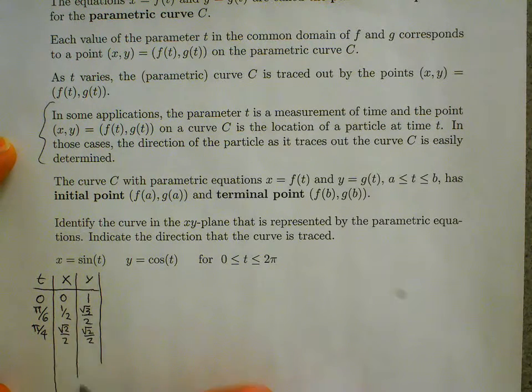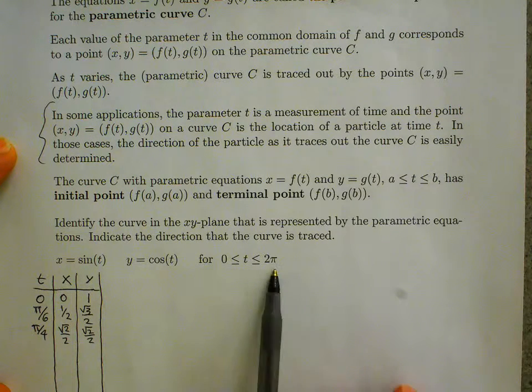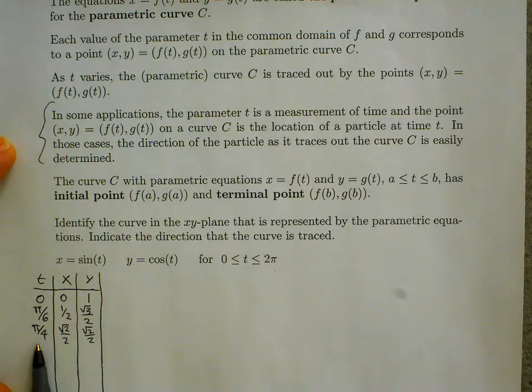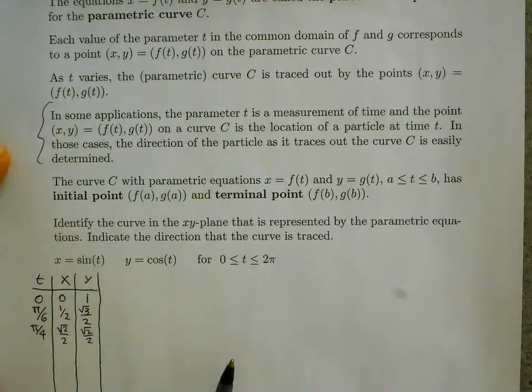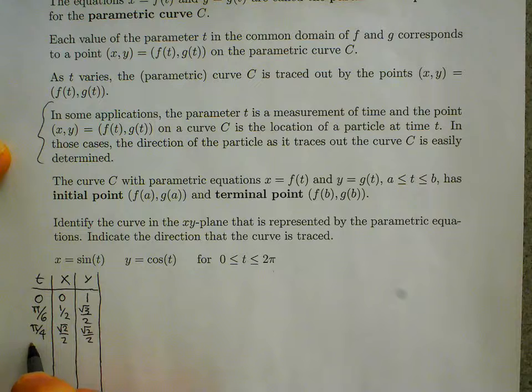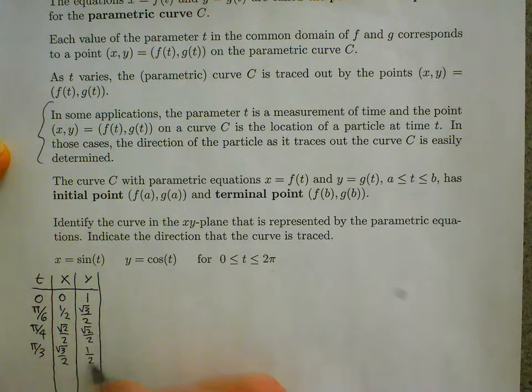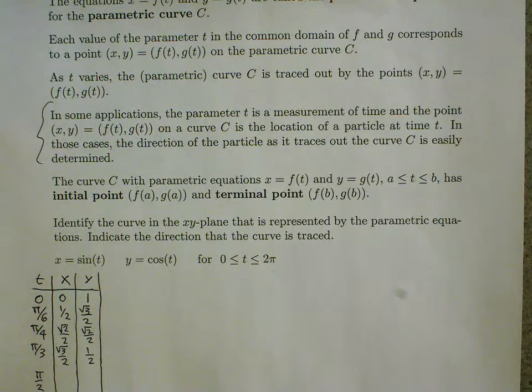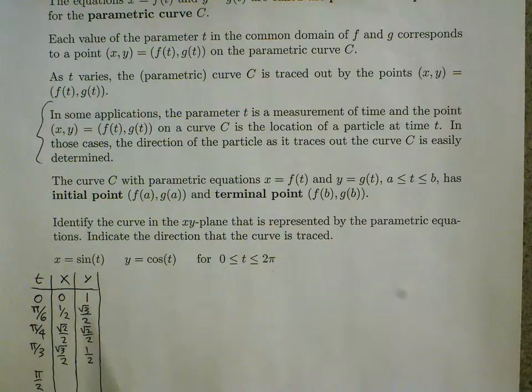So at this rate, we're not going too fast if we go all the way from 0 to 2 pi, but I'll start to pick fewer numbers as we go. But if we pick pi over 3, sine of pi over 3 is the square root of 3 over 2. Cosine of pi over 3 is 1/2. And then pi over 2, sine of pi over 2 is 1, and cosine of pi over 2 is 0.